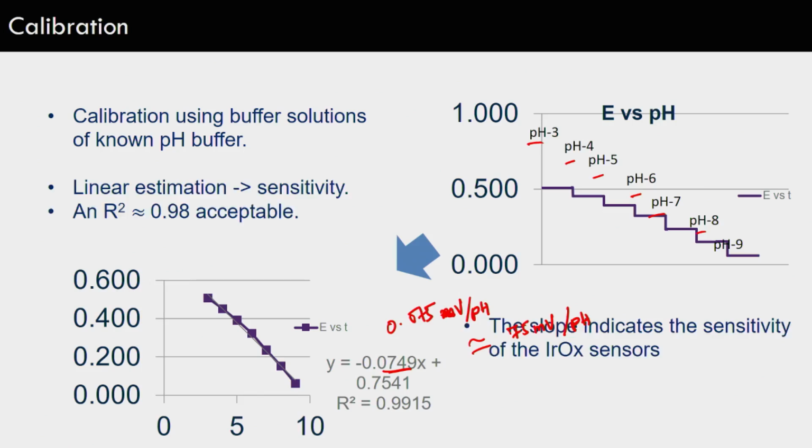Linearity is important for the sensor, so that you can have a constant sensitivity. If the sensor is not linear, then your sensitivity will change and it's hard to estimate.